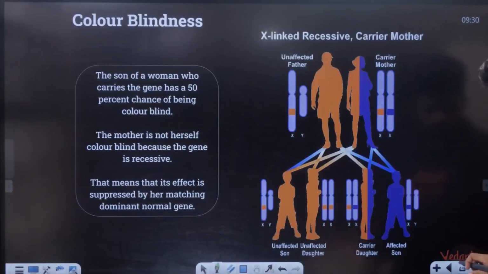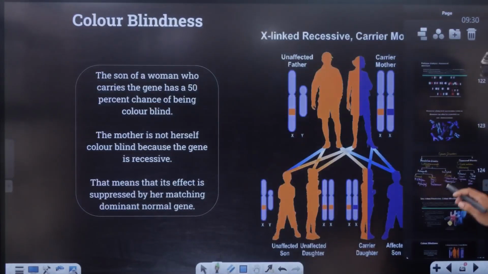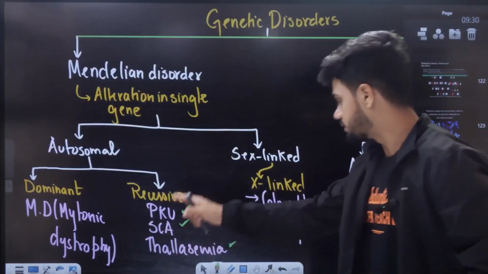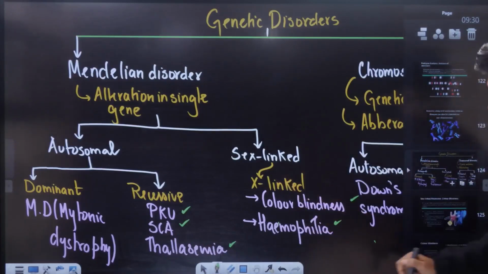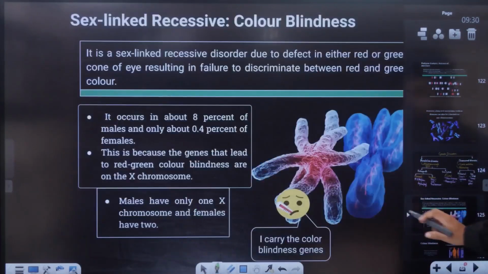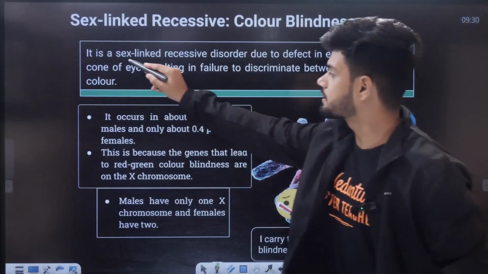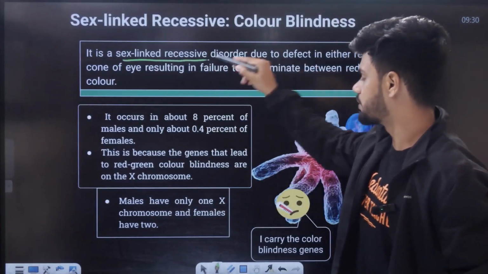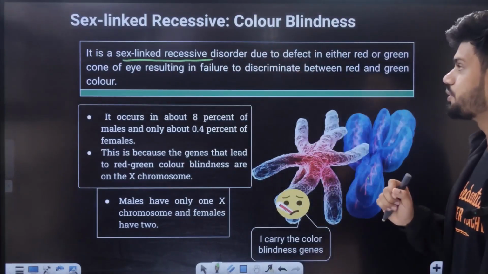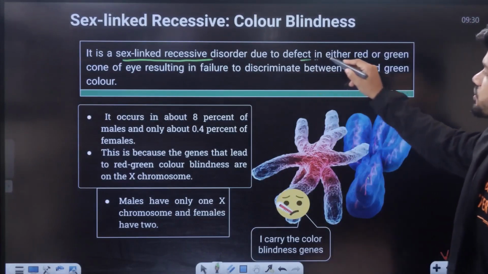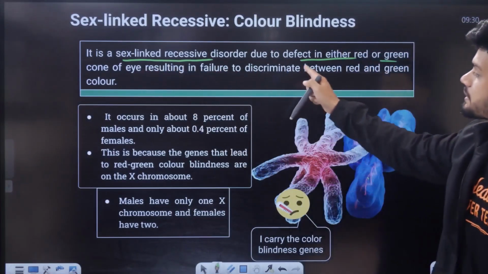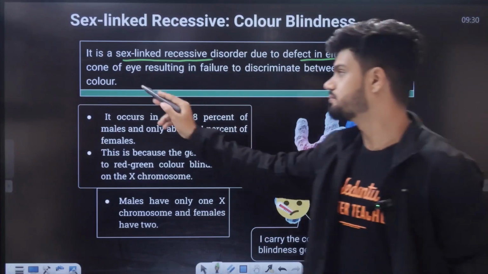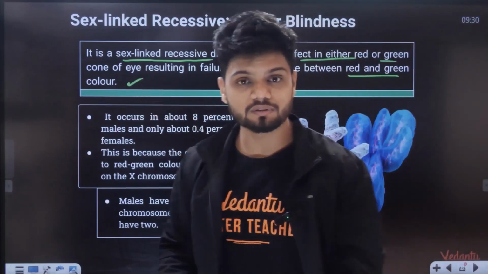Students, first of all tell me, color blindness is which disorder? If you look at the table, color blindness comes here. So it's a sex-linked recessive disorder, due to defect in the red and green cones of the eye, resulting in failure to discriminate between red and green color. So they cannot tell which is red and which is green.